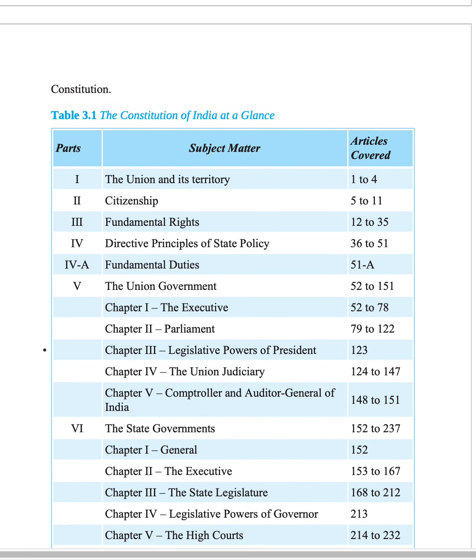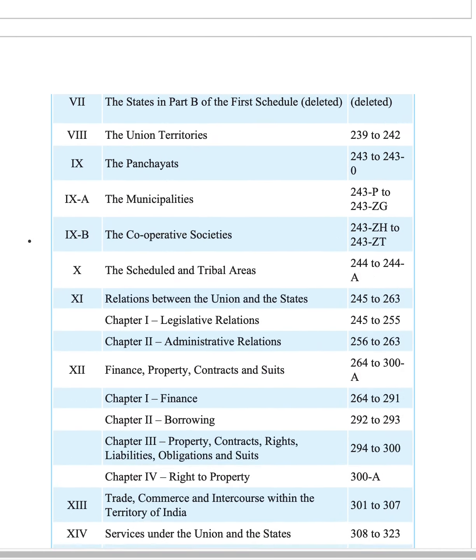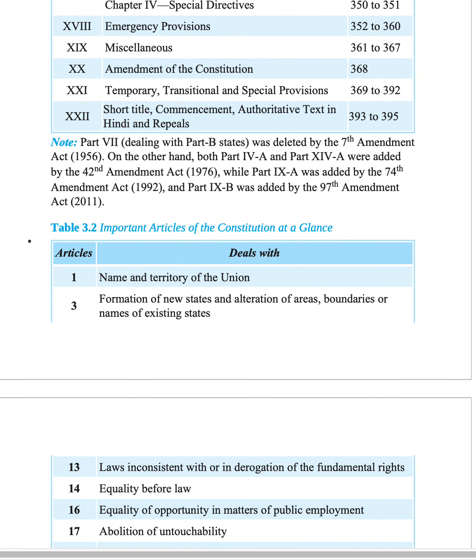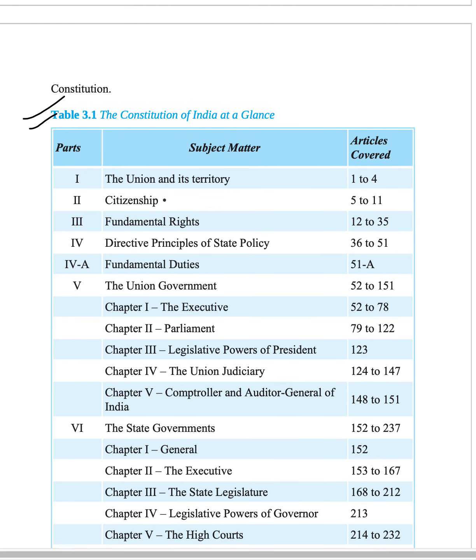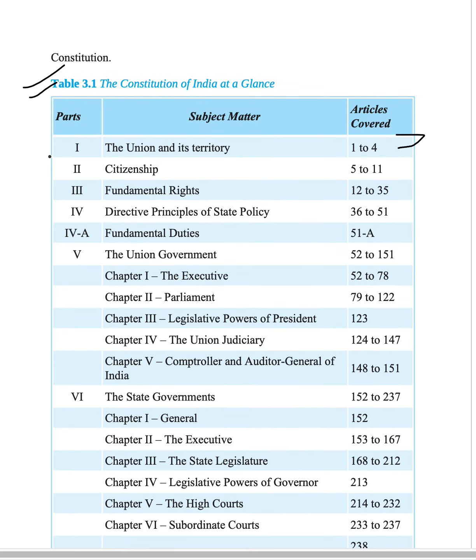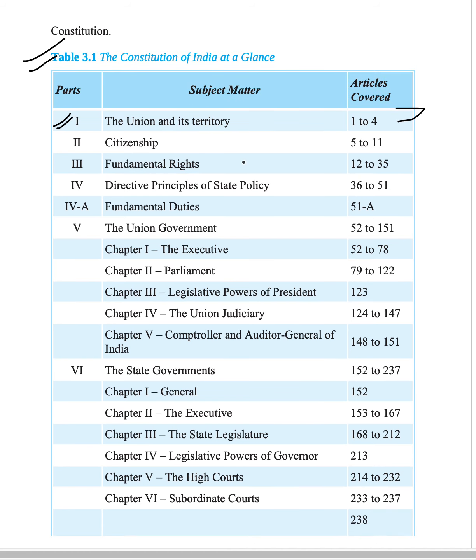Now they have given this particular table, the Constitution of India at a glance. So let's just go through this. Article 1 to 4 is covered in part 1, that is the union and its territory. We should basically mug up all those things, because so many questions are asked based on these particular things in your prelims. Then part 2 contains the citizenship, that is from Article 5 to 11.